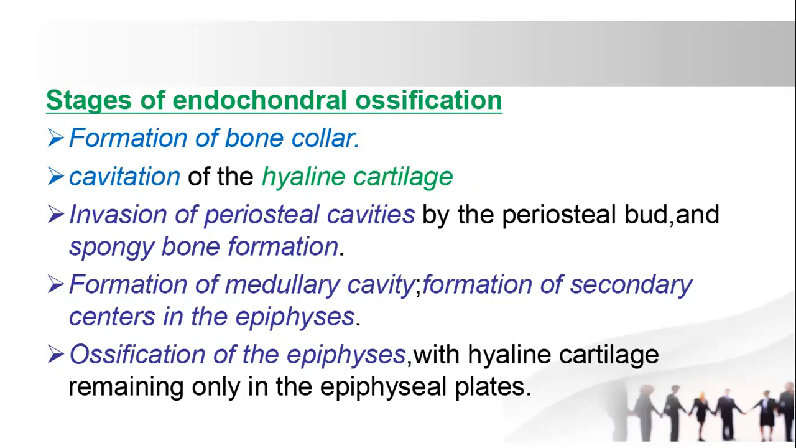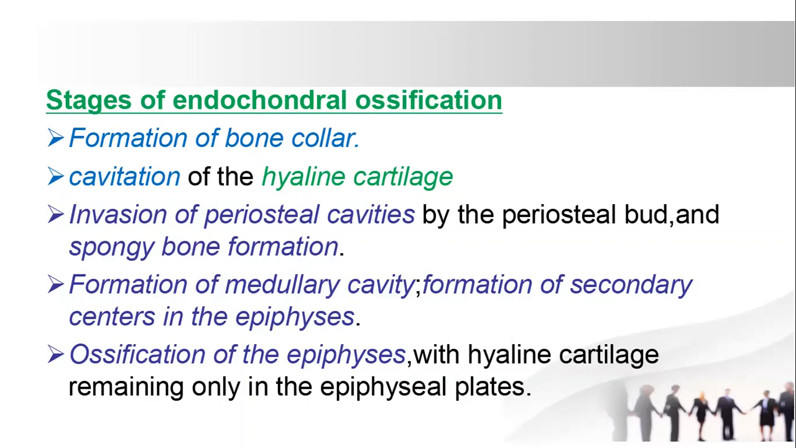So in general terms, we have the formation of bone collar, cavitation of the hyaline cartilage, then invasion of internal cavities by the periosteal bud and spongy bone formation. Then formation of the medullary cavity, formation of secondary centers in the epiphysis, and finally ossification of the epiphysis with hyaline cartilage remaining only in the epiphyseal plates.